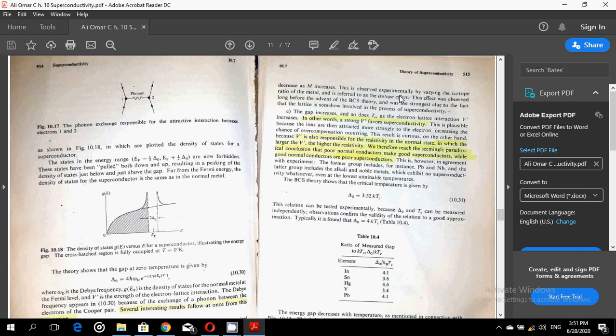So when the exponential of equation 10.30 is included, it reduces delta naught to about 10 to the power minus 4 electron volt, and this energy gap is typically the same as we discussed in the London theory, and it is quite in agreement with observation.